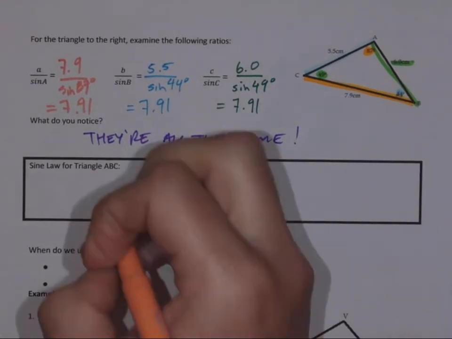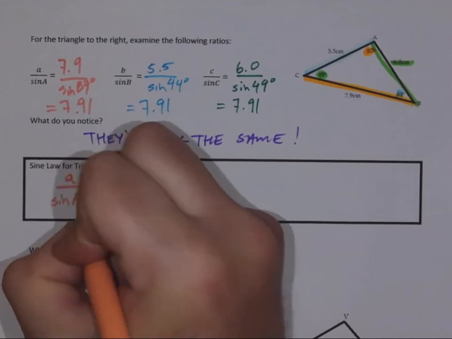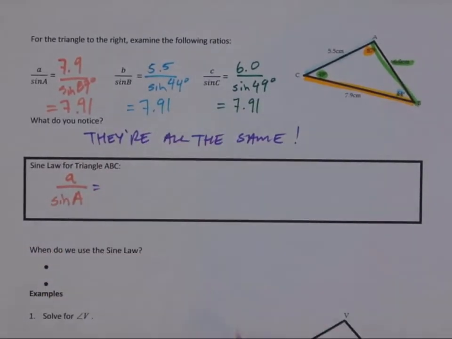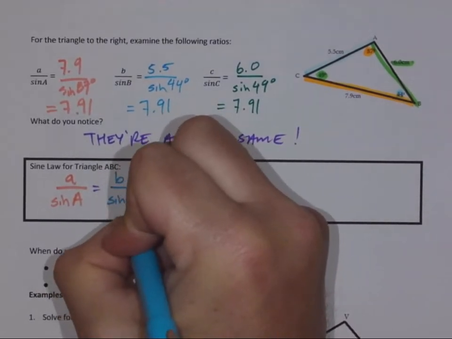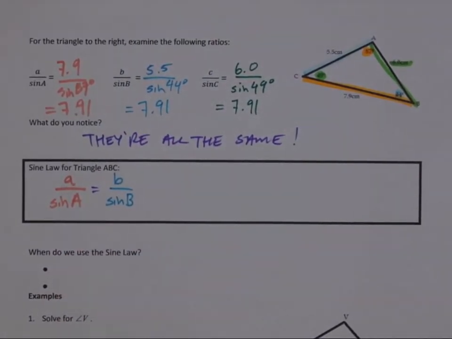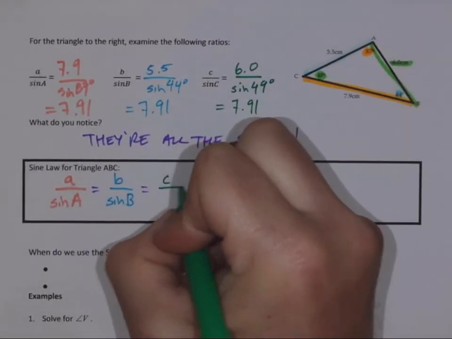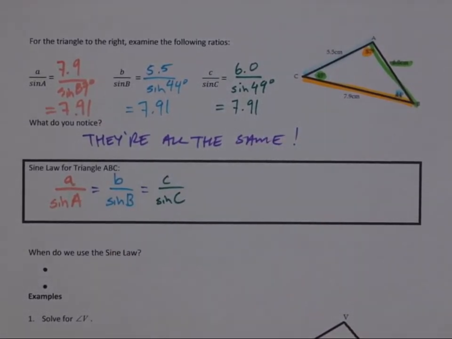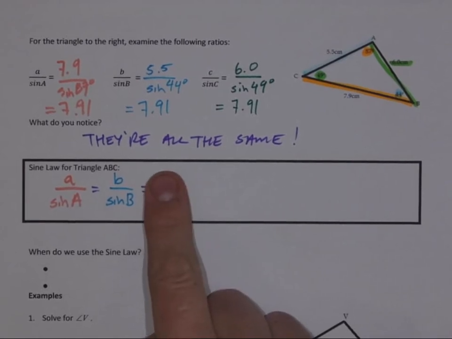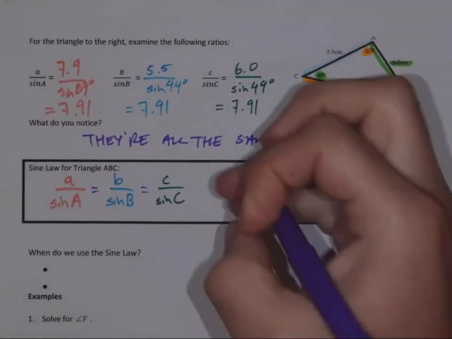What is the actual sine law? We take the length of side A over sine of angle A, that will be equal to the length of side B over sine of angle B. And all of that will also be equal to the length of side C over sine of angle C. And really, because we're going to use 2 out of 3 sides, depending on what we have to find, side or angle, I can decide how I write it.